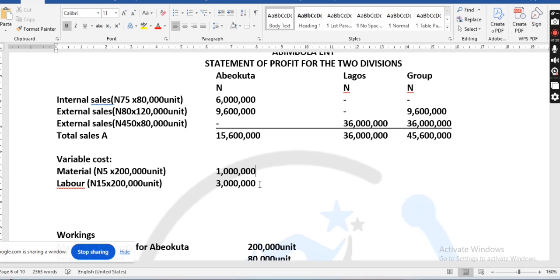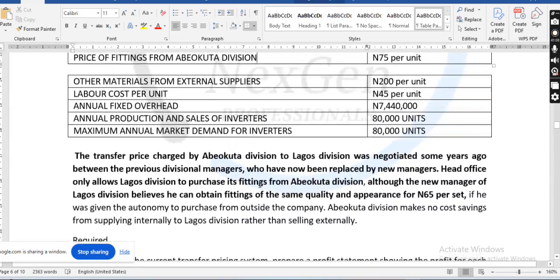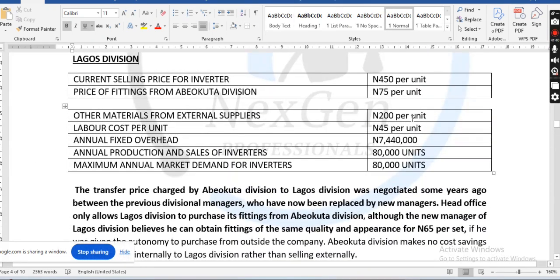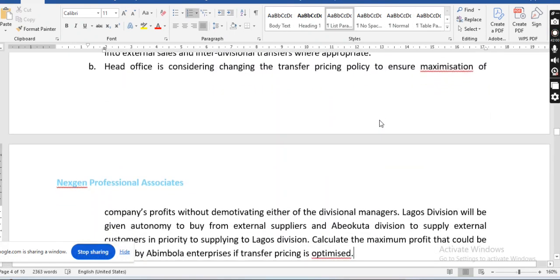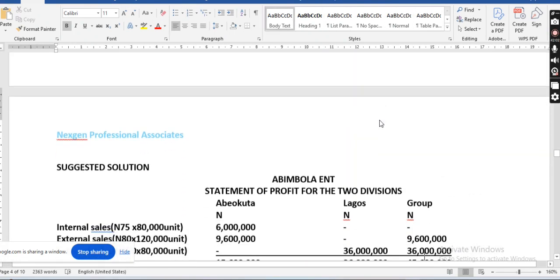We move again. Let's check the material for Lagos. Can you see the material? 200 for annual production and sales of 80 units. So they actually need the material for the production, and they will need labor. Please take note, 245, right?